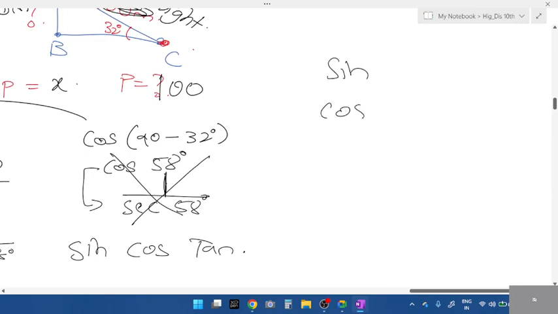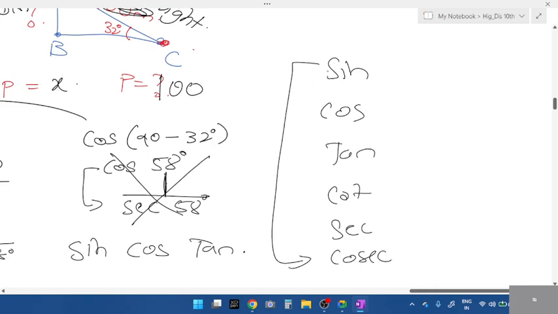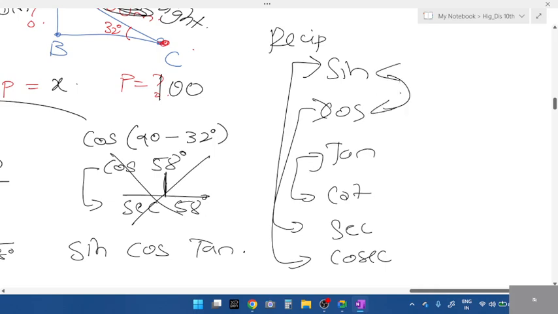Sine, cos, tan, cot, sec, cosec. Left hand side is the reciprocal relation. Remember this reciprocal, all of this left hand side part. Right hand side is complementary. Look at the arrows. These two are complementary. So your sine was given.